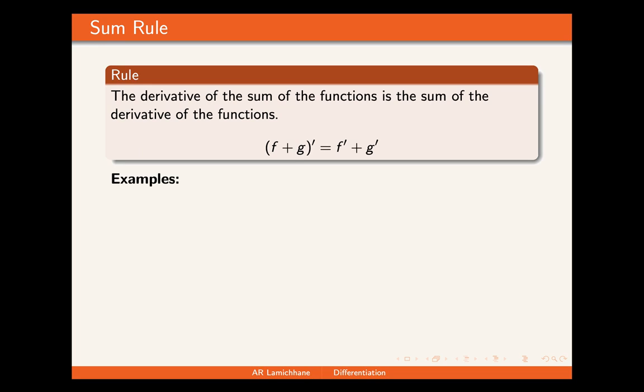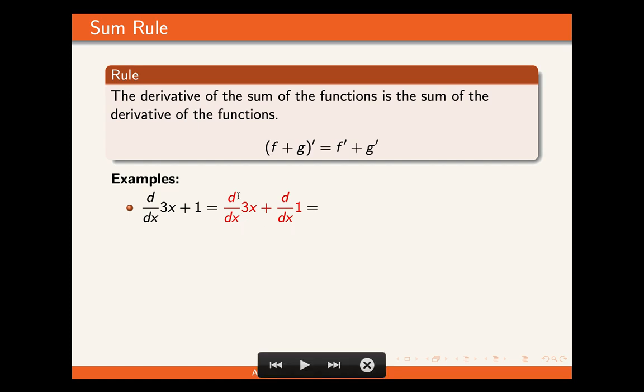Let's try to see some examples. Let's assume that our goal is to find the derivative of the function 3x plus 1. Then you can clearly see there are two functions. Let's say function f is 3x, and let's say function g is 1, and then 3x plus 1 is the sum of these two functions. If you want to find the derivative of this function, then we can use this sum rule. So let's find the derivative of 3x, and let's find the derivative of 1.